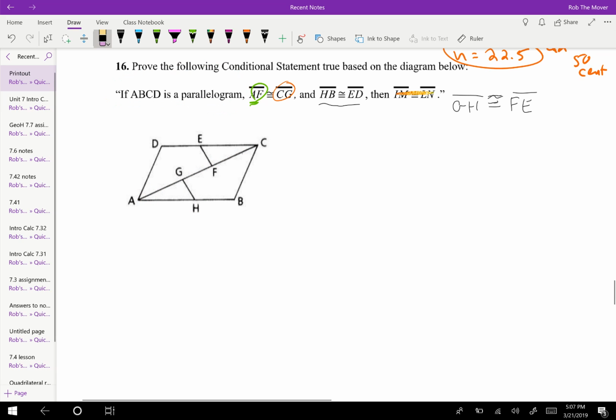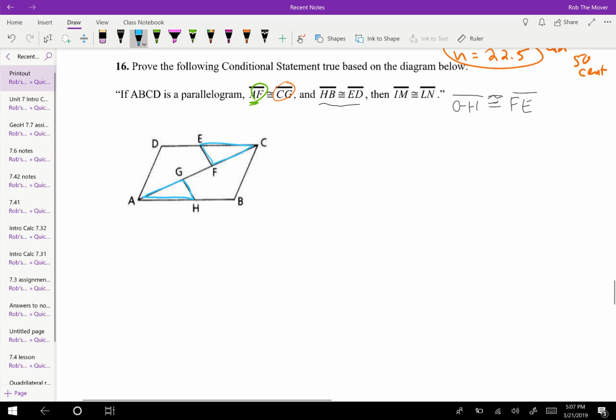Let's try to see if what we're doing leads to what we're thinking we might need to do. So can we somehow get these triangles congruent? I'm going to highlight them. Can I get those triangles congruent?